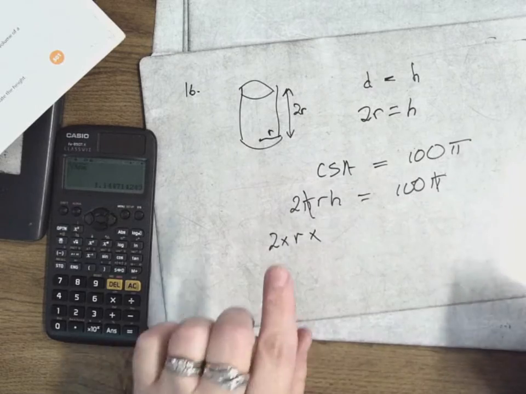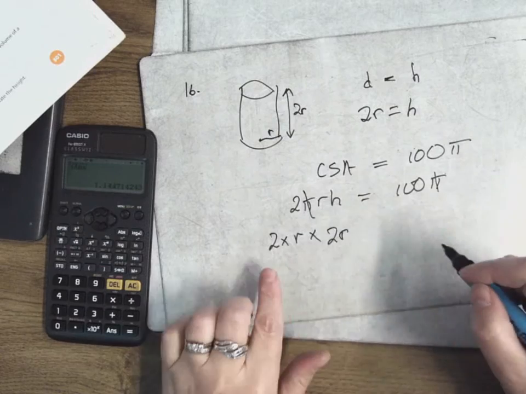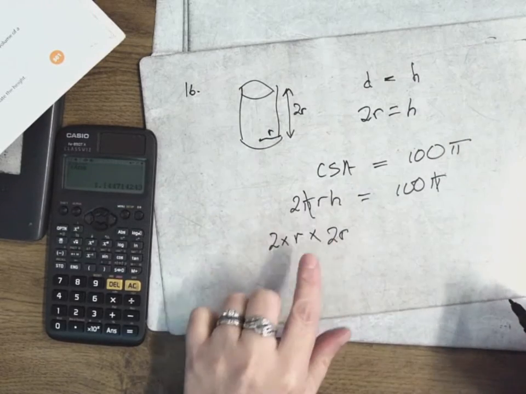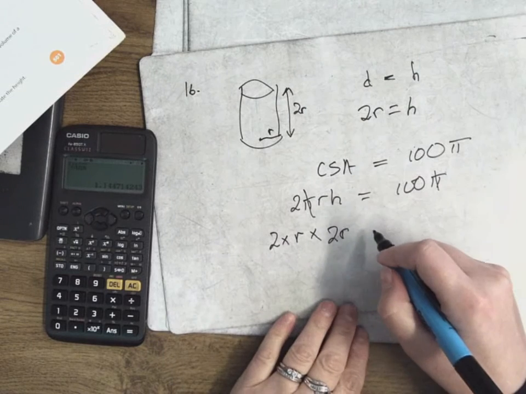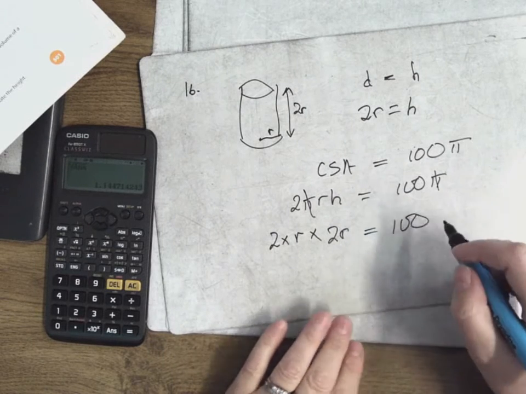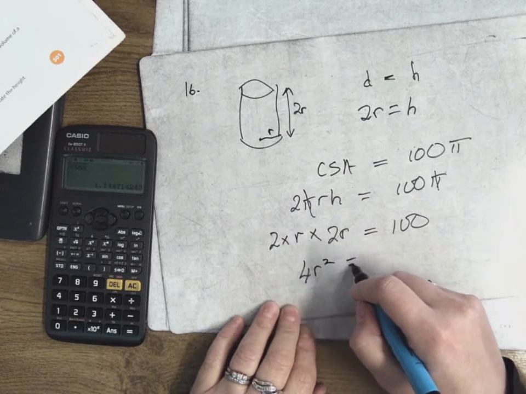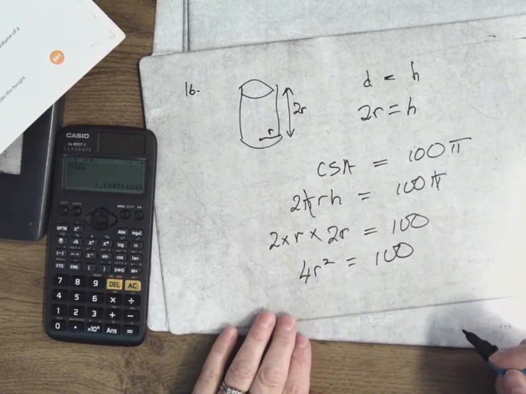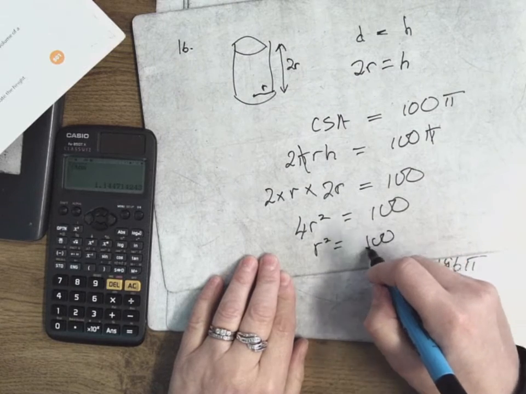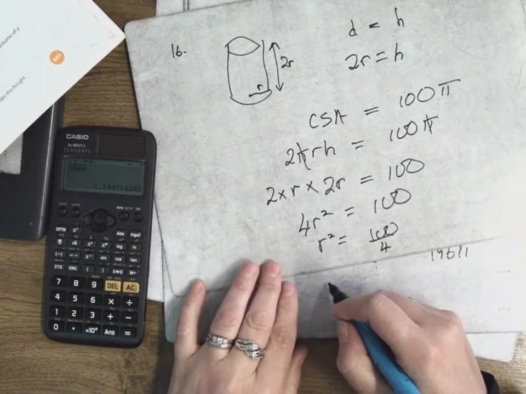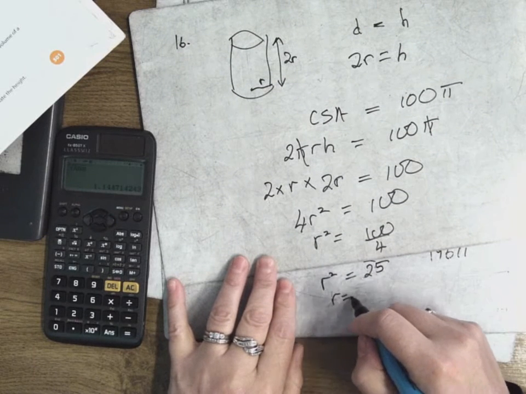Thank you. So instead of that H, what did I write instead of that H? 2R. Right? So it's 2 multiplied by R multiplied by H, they told me was the diameter, which is twice the radius. And my answer is 100. Okay? So multiply that. 2 by 2 is 4. R by R is R squared equals 100. What do I do now? Divide by 4. So R squared equals 100 over 4. So that means R squared equals 25. So that means R is equal to 5.